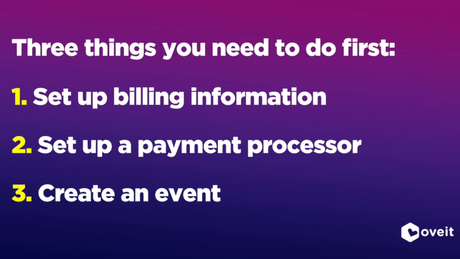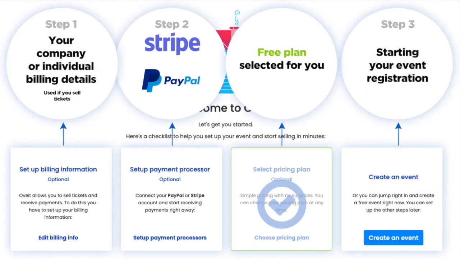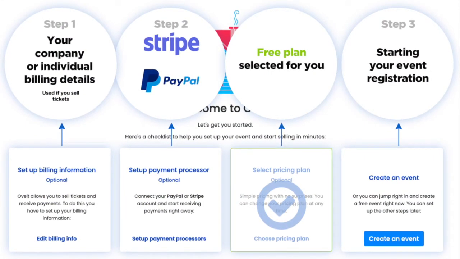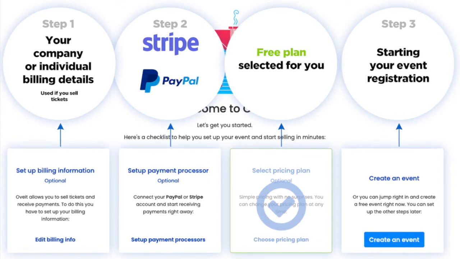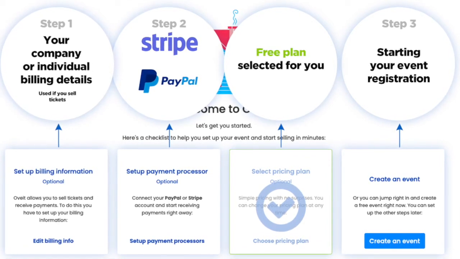And number 3, create an event. This part is self-explanatory. You will have to enter some details about your event, like name and the date it takes place in. You can set up tickets and share the registration link with your potential visitors.